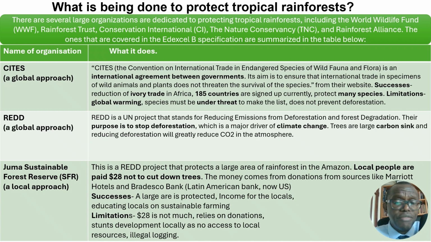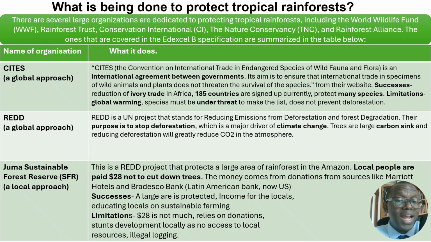Now, they have had several successes as well as limitations. And one of their successes is that there has been a reduction in the trade of ivory in Africa. Now, ivory trade is where people trade elephant tusks. And obviously, when they are doing that, they are killing the elephants and endangering the elephant species. And CITES has been very successful in reducing the ivory trade, which is a really good thing.